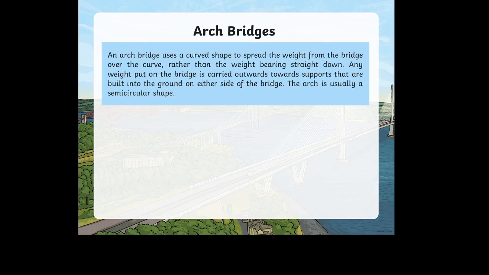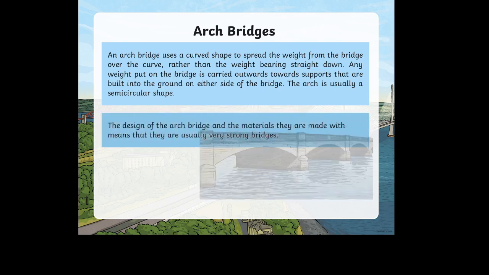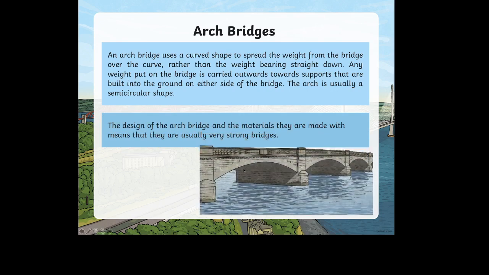So an arch bridge uses a curved shape to spread the weight of the bridge over the curve, rather than the weight bearing straight down. Any weight put on the bridge is carried outwards towards the supports that are built on the ground, and the arch is usually a semicircular shape. In other words, if it was flat here, then there would be a lot of weight on the middle bit. But if you're standing in the middle of this bit here, it supports the weight a lot better. It supports it down here on these pillars, on the bits that go into the water.